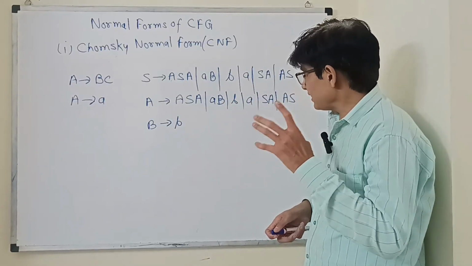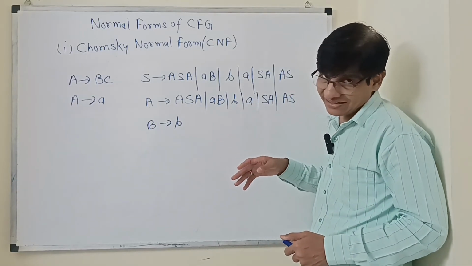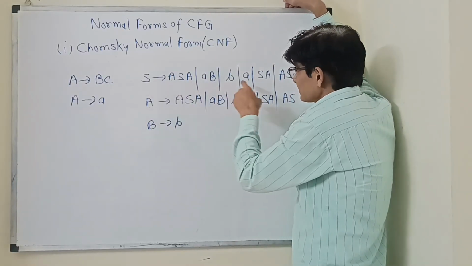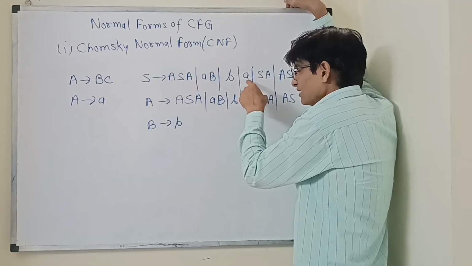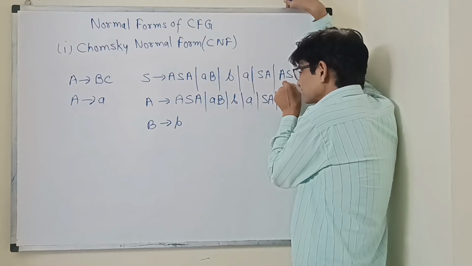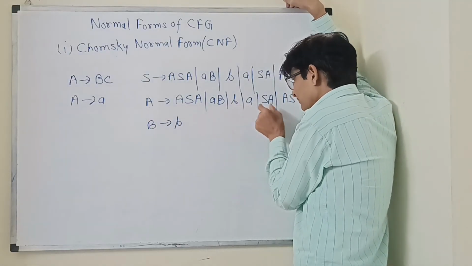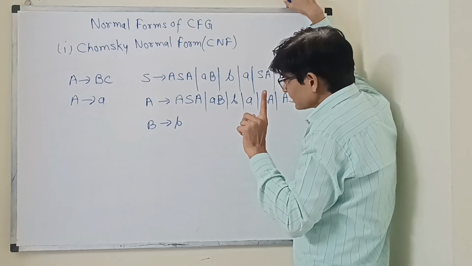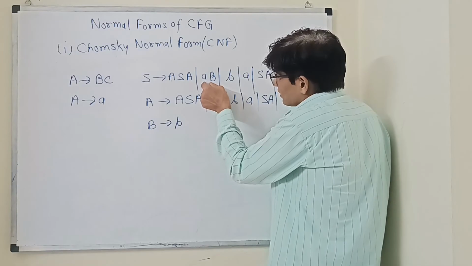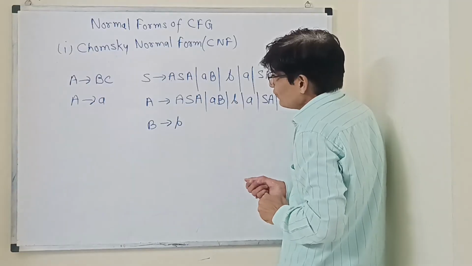Now, in that particular grammar, you can see how many productions are already in CNF. S gives AB and S gives A, both are in CNF. These two productions are also in CNF. Similarly with A, these two are in CNF, these two are in CNF. The only thing we have here is this production that is not in CNF, and this one is not in CNF.